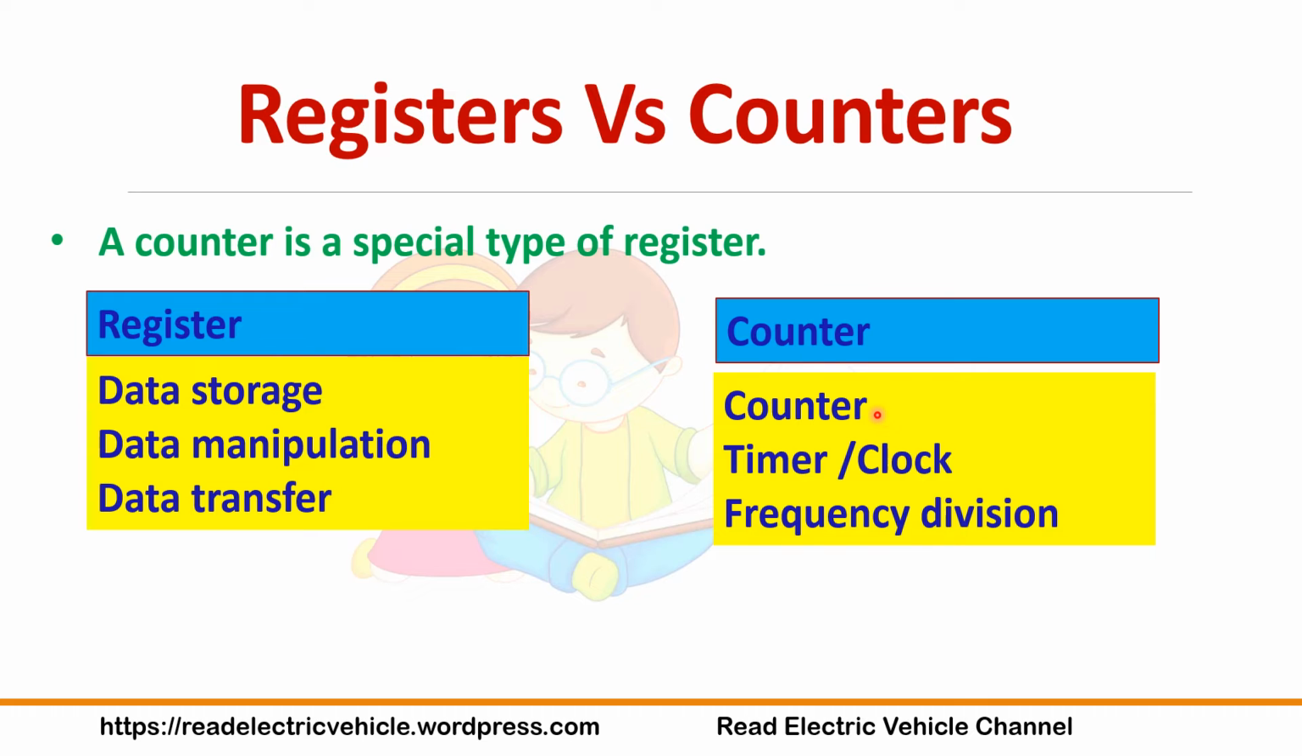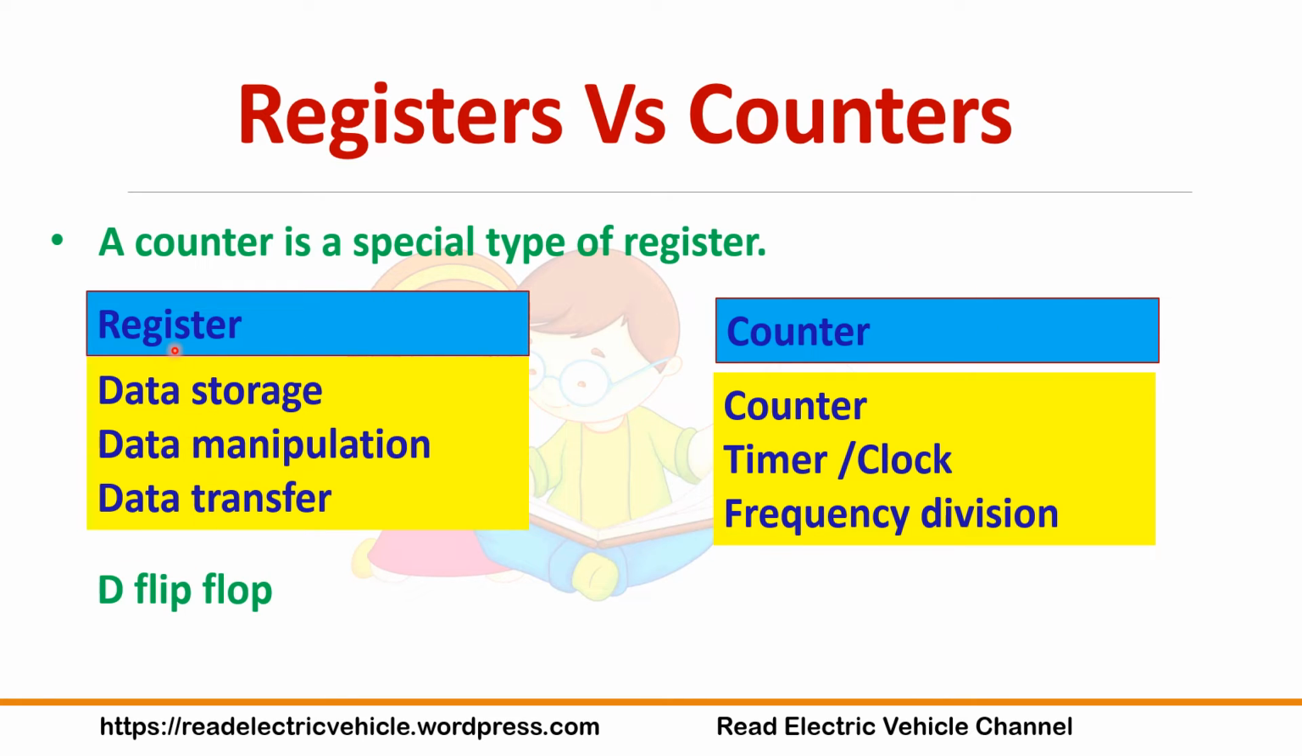For example, if I want to count the number of occurrences of an event, or design a clock for a microcontroller, or do some frequency division and reduce the time period of a clock, I can go for a counter. So depending upon the function they perform, we call them a register or a counter.